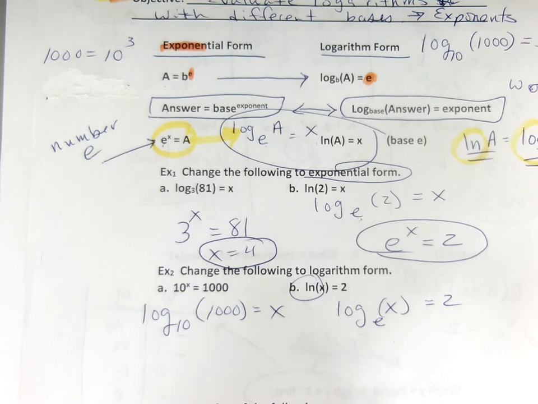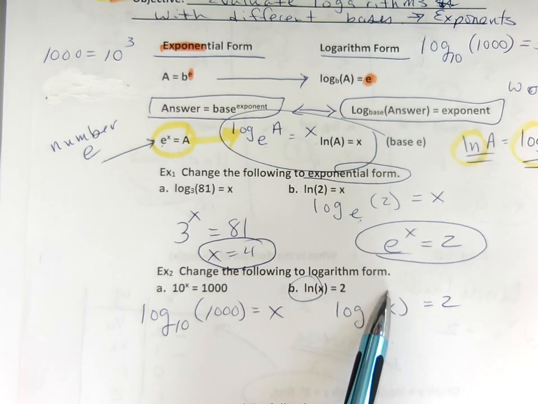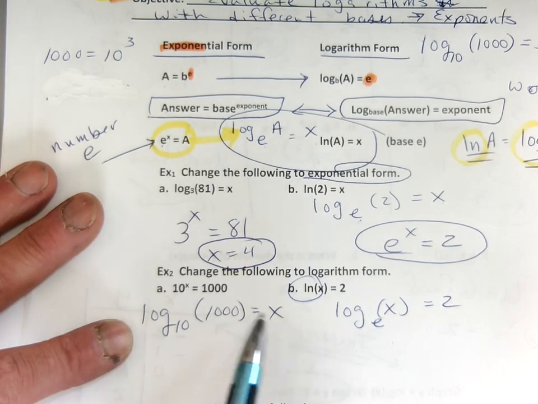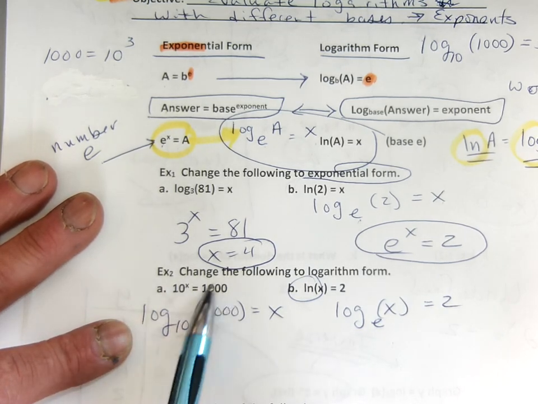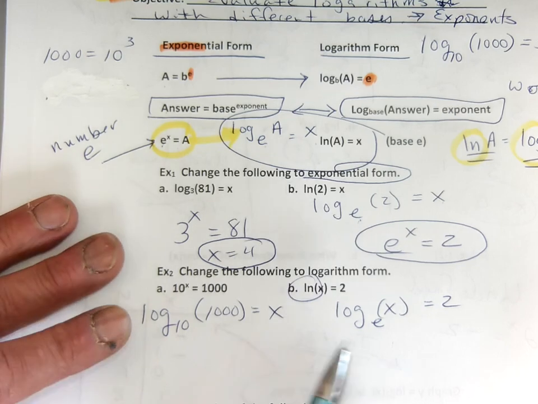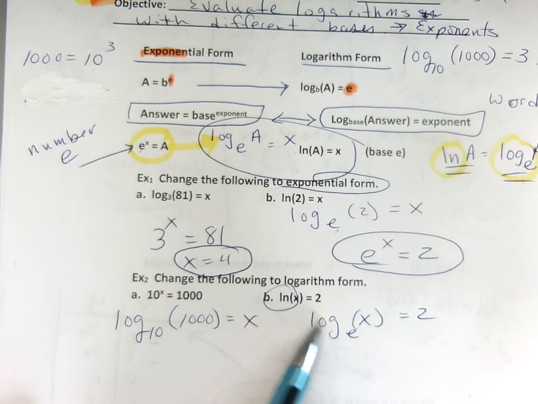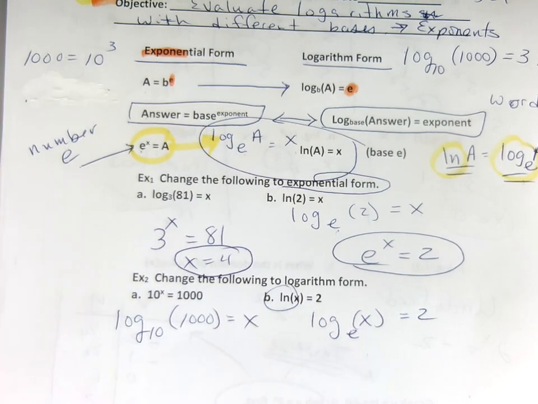Okay, then we kept going on with this. Change the following to logarithmic form. So we rewrote as log base 10 of 1,000 is equal to x. So log, there's my base, of my answer equals the exponent. B, we know that natural log means log base e. So we rewrote as log base e of x.